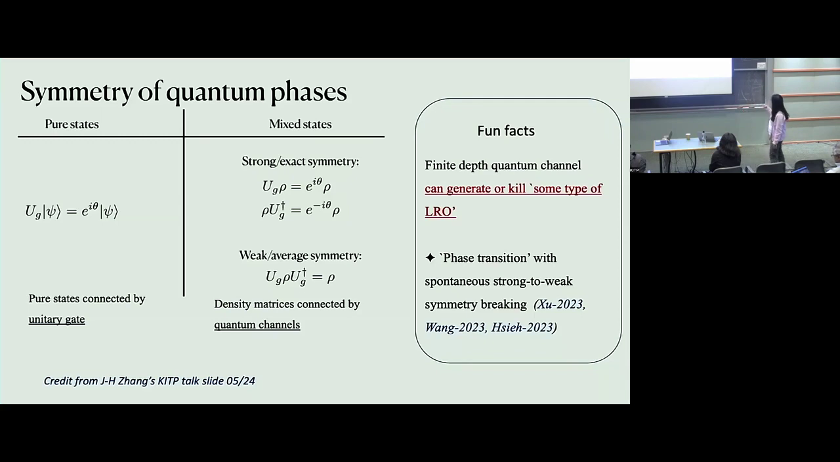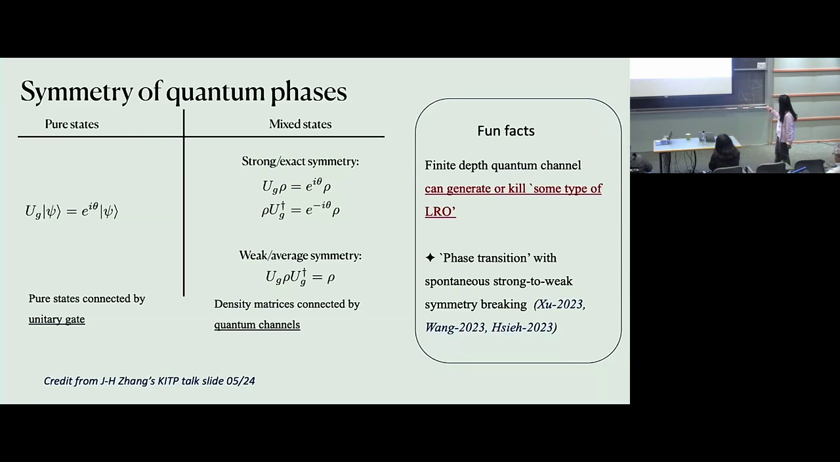But in the meantime, there are a few examples that were already explored telling us that finite depth quantum channels can kill or generate some type of long-range order. And here, "some type of long-range order", I have a quote mark here. What does it exactly mean? This is something I will explain in the next slide.